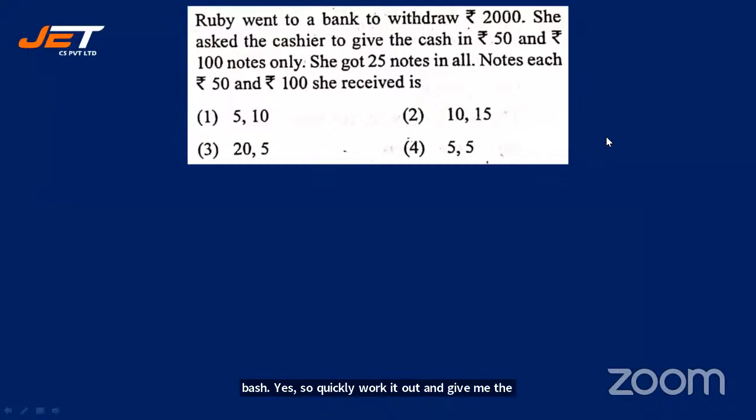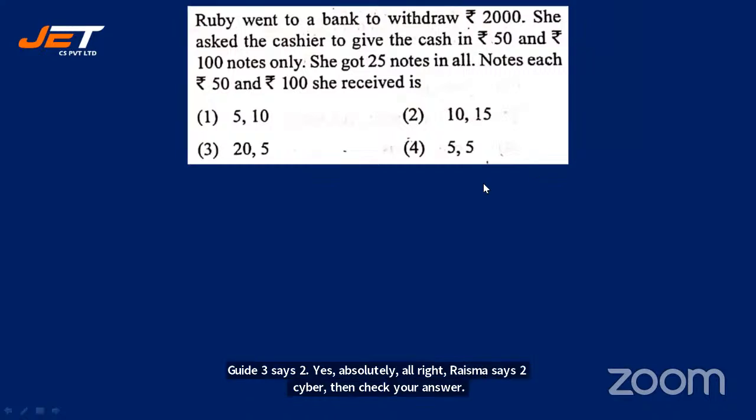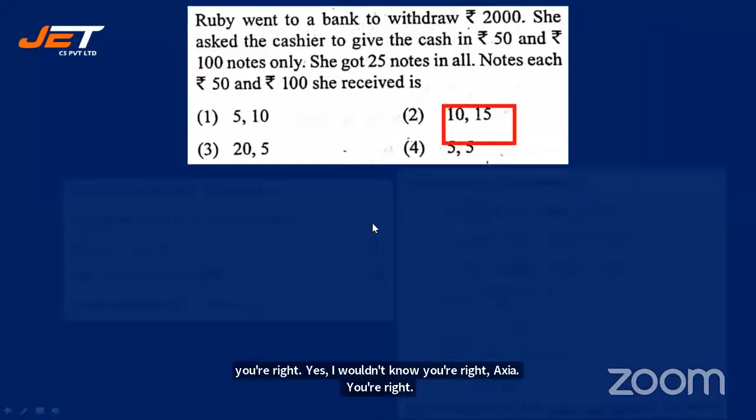Okay. Gayatri says 2. Yes, absolutely. You're right. Reshma says 2. Sai Vardhan, check your answer. Amulya, you're right. Yes, Sai Vardhan, now you're right. Akshaya, you're right. Yes, perfect. It is option 2, 10, 15.